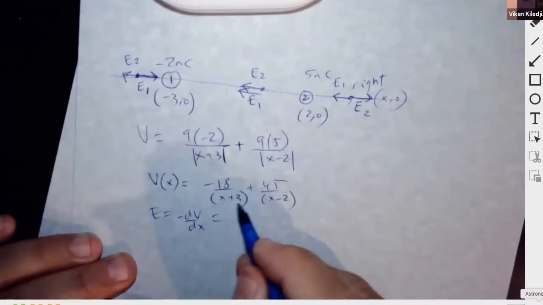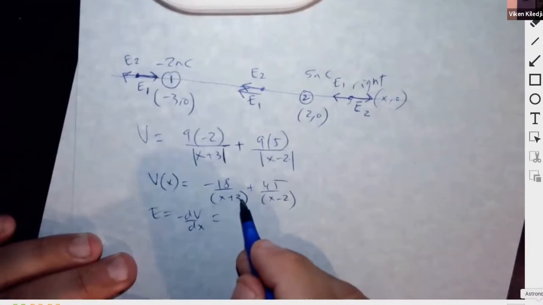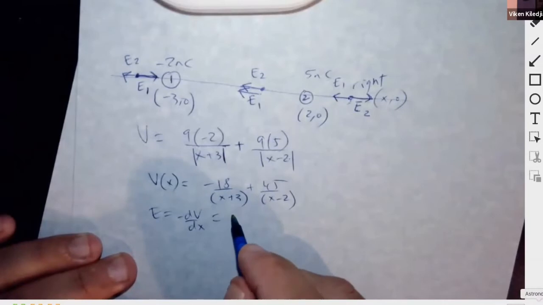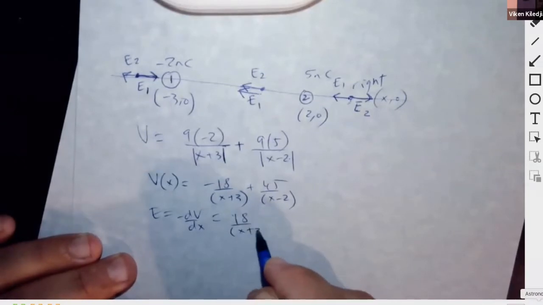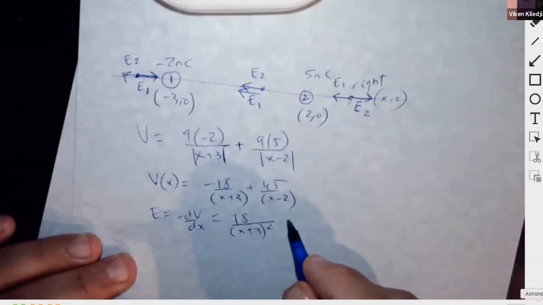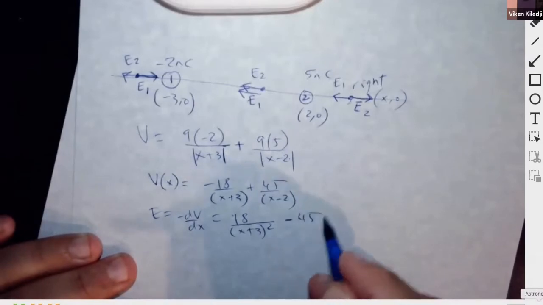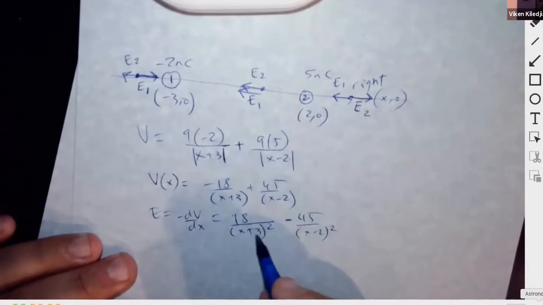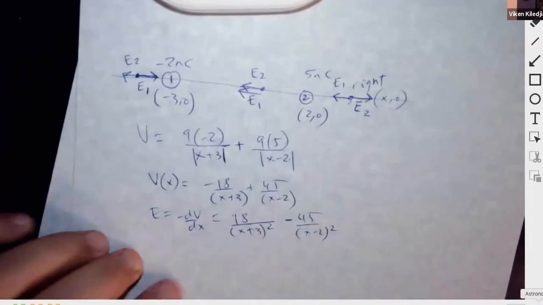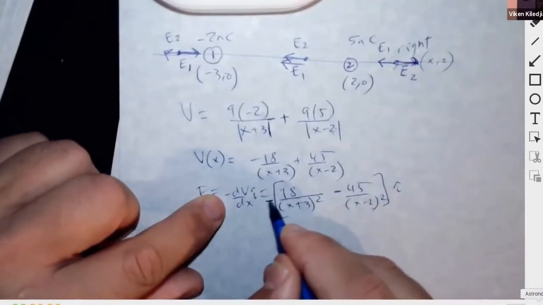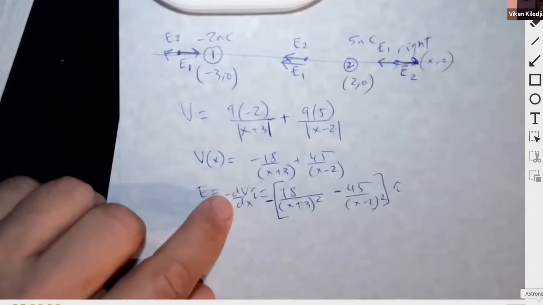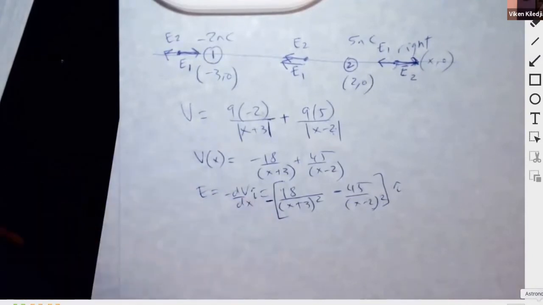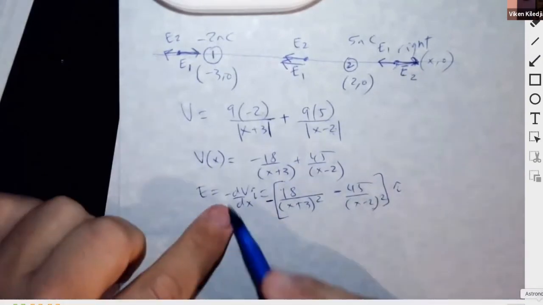So what's the derivative of this? The derivative of 1 over x plus 3 is negative 1 over x plus 3 squared, so it'd be 18 over x plus 3 squared. And then the derivative of this will be negative 45 over x minus 2 squared. And of course the derivative of the inside, which is 1, and the derivative of this is also 1. The negative is still here. I never utilized this negative. I'm like, what happened? What did I do wrong? Okay, I never actually utilized this negative.